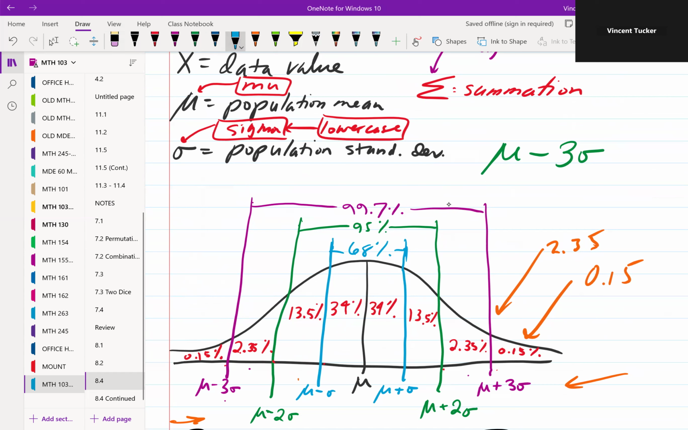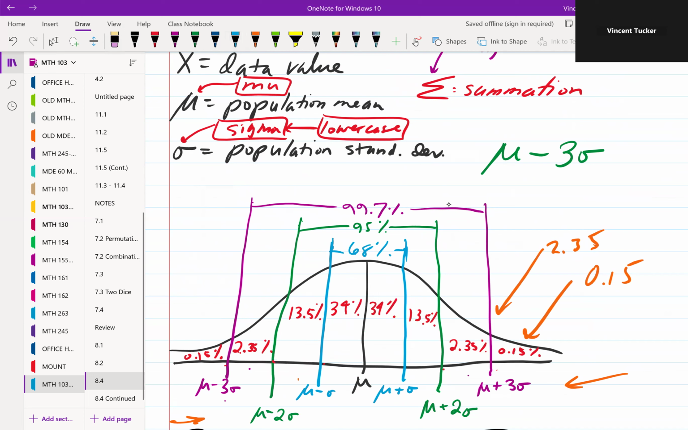All right, so looking at the empirical rule, it says within one standard deviation of the mean is 68% of your data. So in other words, you have your mean in the middle. And if you add a standard deviation, that goes to the right, and then subtract the standard deviation, which goes to the left, 34 and 34 will give you 68% of your data.